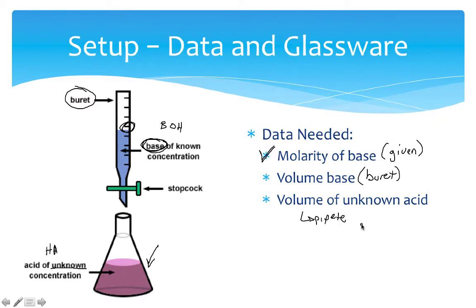That will allow us to measure a very specific volume of the acid and place it in there. Having all that information known, that'll eventually allow us to calculate the concentration of the acid, or as we'll refer to it later, M sub A, for the molarity of the acid.